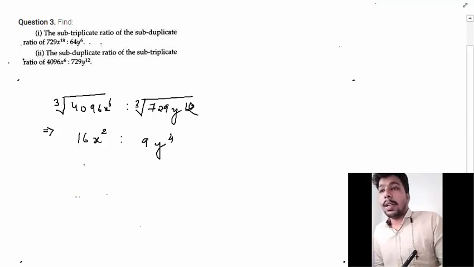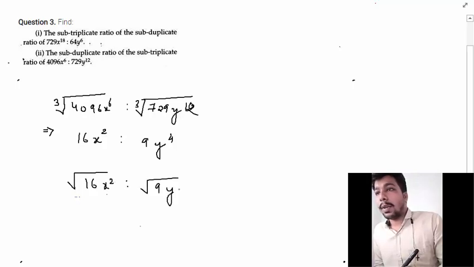Now from these subtriplicate ratios we have to calculate the subduplicate ratio. So now the subduplicate ratio of 16x squared is to 9y raised to the power 4. So 16x squared is what? 4x and 3y.